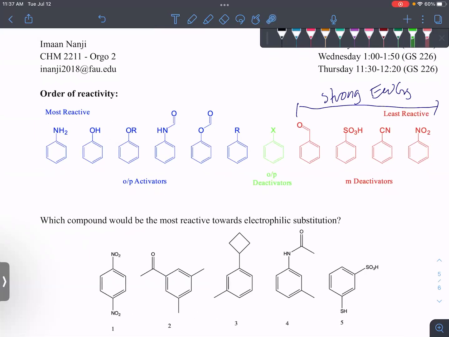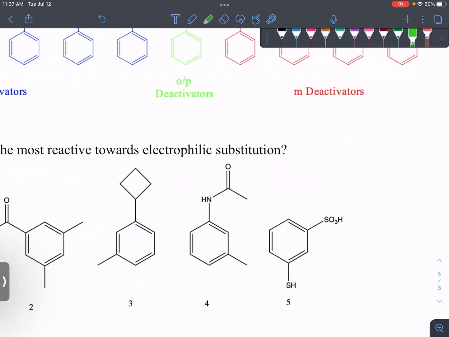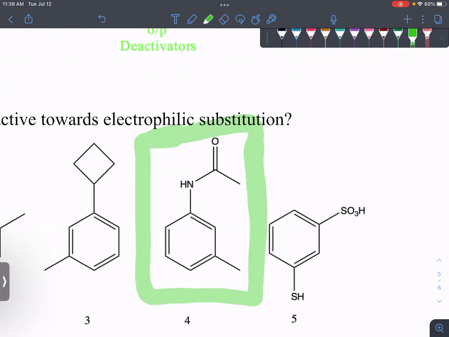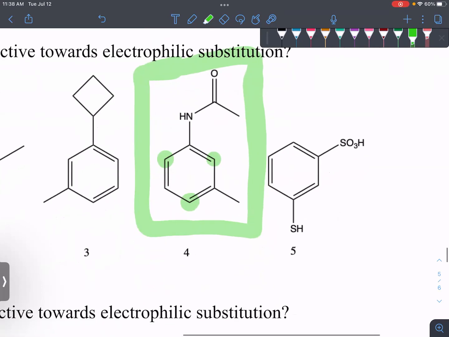Okay, let's take one from here. Let's take benzene number 4. We have two substituents on there, right? The one on top, this amide, where is it going to direct? Which carbons? Yeah, the amide is going to direct to ortho and para because it's an activator. So the amide is encouraging the electrophile to go to those carbons. And then what about the methyl? Where's the methyl directing?